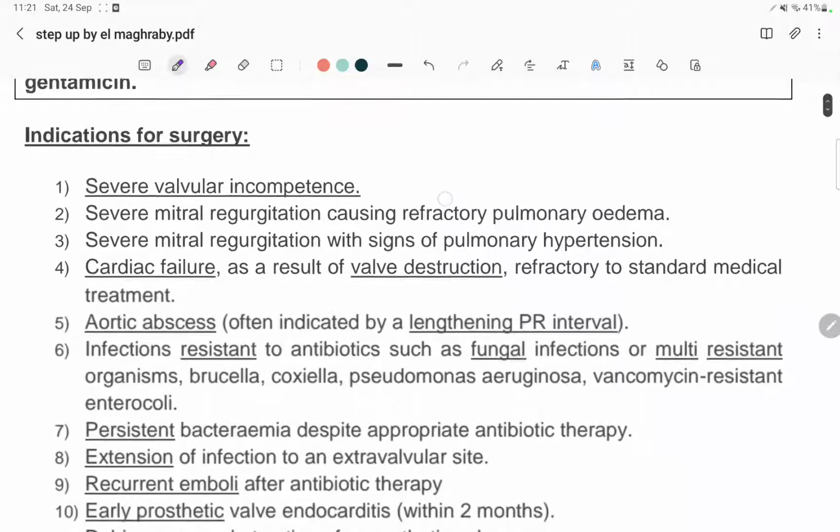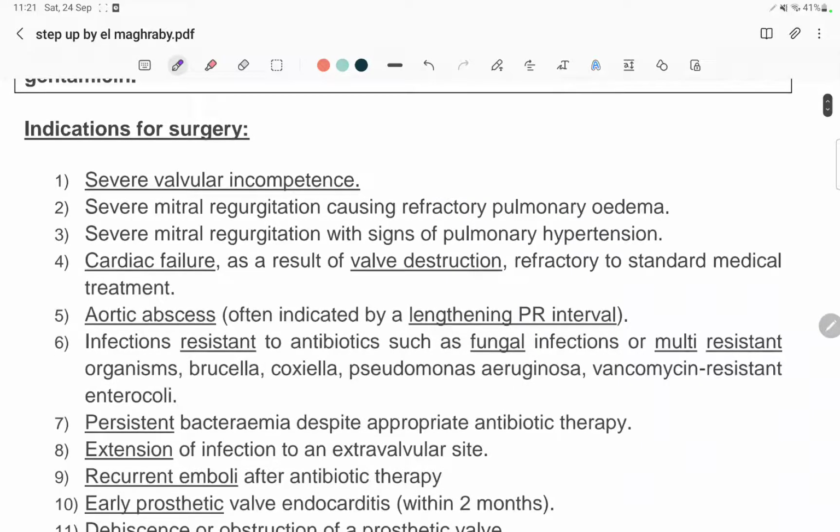Indication for surgery: when will you do surgery for infective endocarditis? Severe valvular incompetence, severe mitral regurgitation causing refractory pulmonary edema, severe mitral regurgitation with signs of pulmonary hypertension, cardiac failure as a result of valve destruction refractory to standard medical treatment. Aortic abscess, often indicated by lengthening PR interval. Infection resistant to antibiotics, such as fungal infection or multi-resistant organisms like Brucella, Klebsiella, Pseudomonas aeruginosa, vancomycin resistant enterococci.